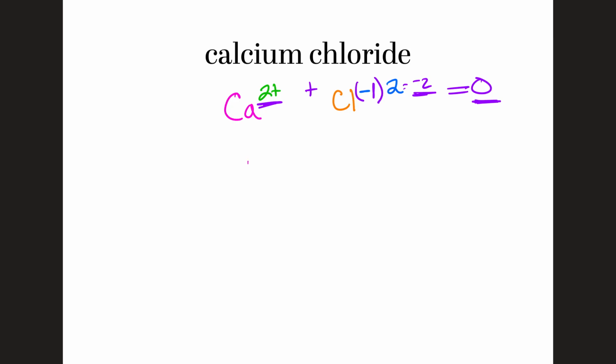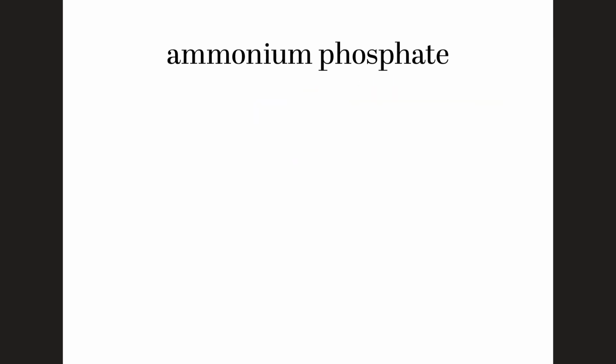So we can write our calcium. We did not multiply the charge by anything, so we do not add a subscript there. We can now put our chlorine down. We multiplied its charge by 2, so that means we have to have 2 chlorines for our chemical formula for calcium chloride. So in this one, we have ammonium phosphate, an ammonium polyatomic ion and a phosphate polyatomic ion.